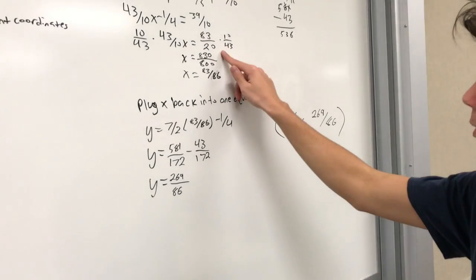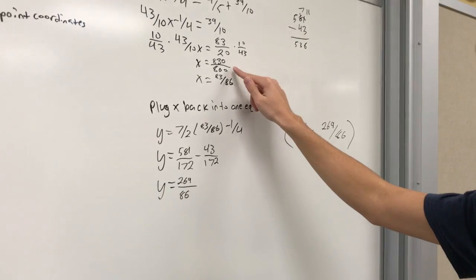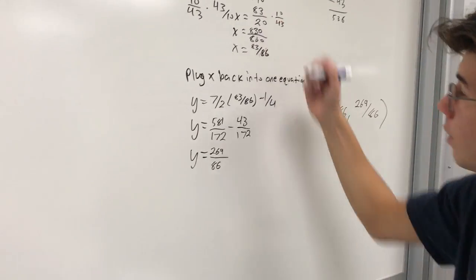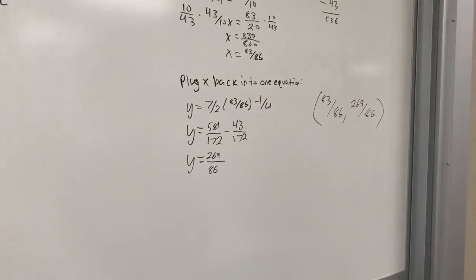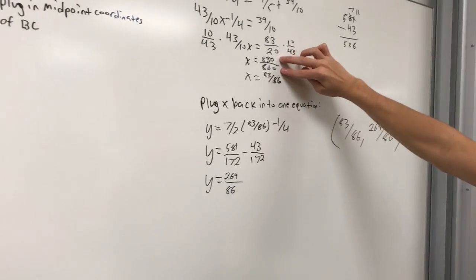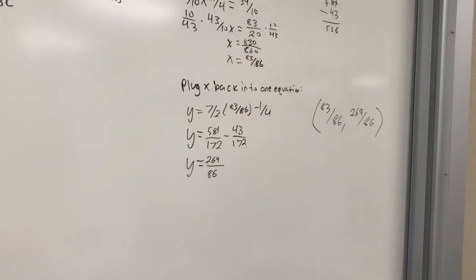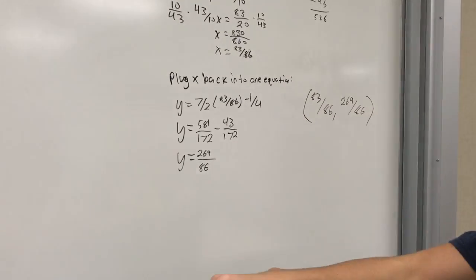So you're just going to do 83 over 20 times 10 over 43. That will give you 830 over 860. Should make that look a bit more realistic. So your x is really just equal to 83 over 86, because you can just divide those two by 10. So now we're going to plug this x back into one equation. Doesn't matter which equation you use. I chose to use the one for AC.